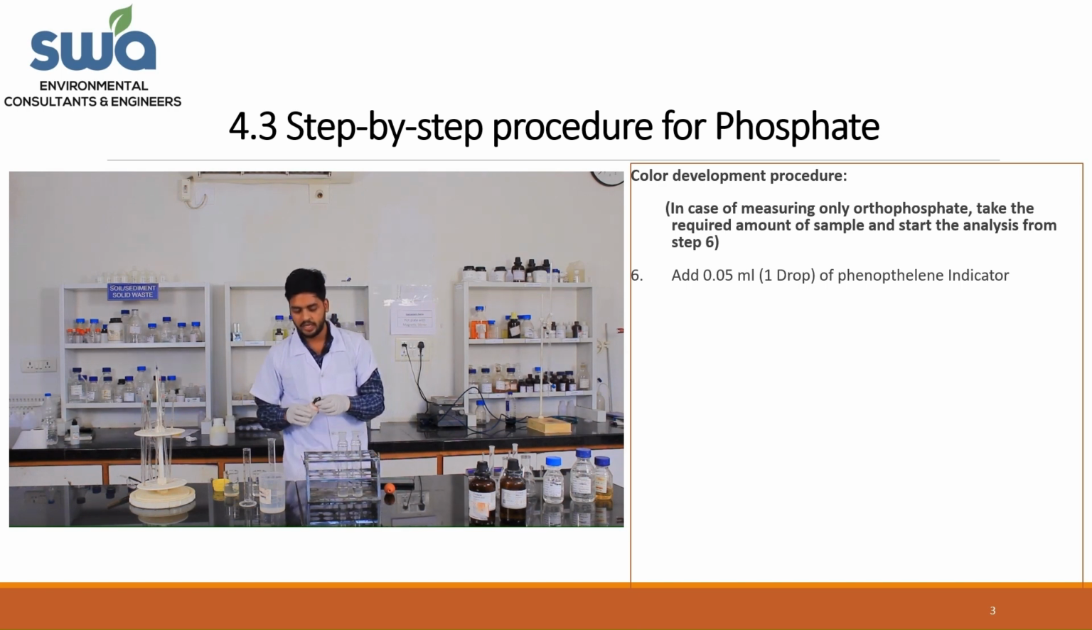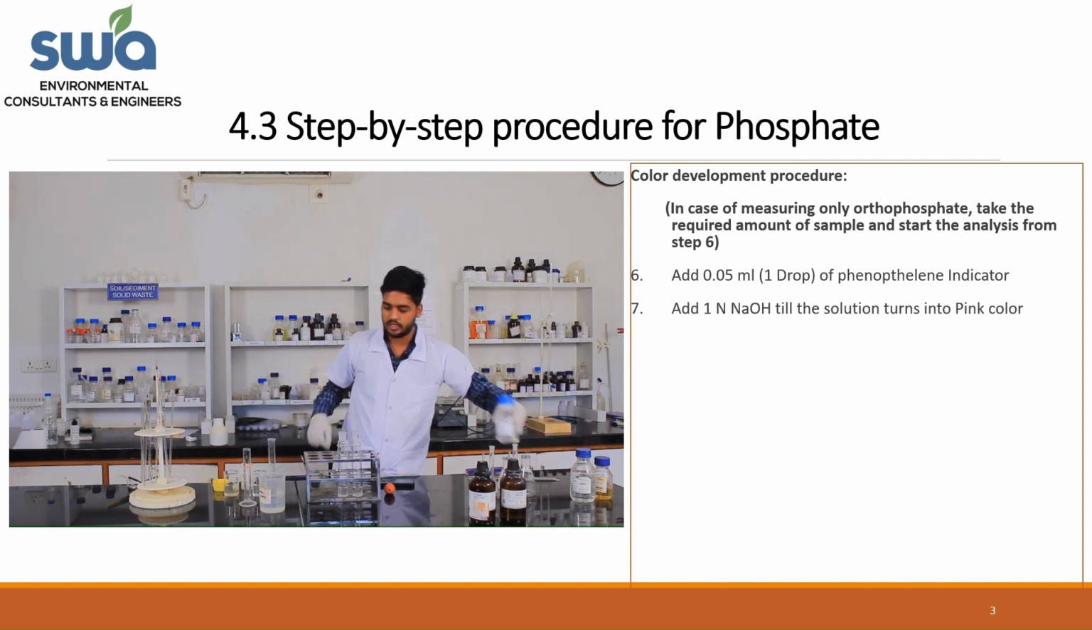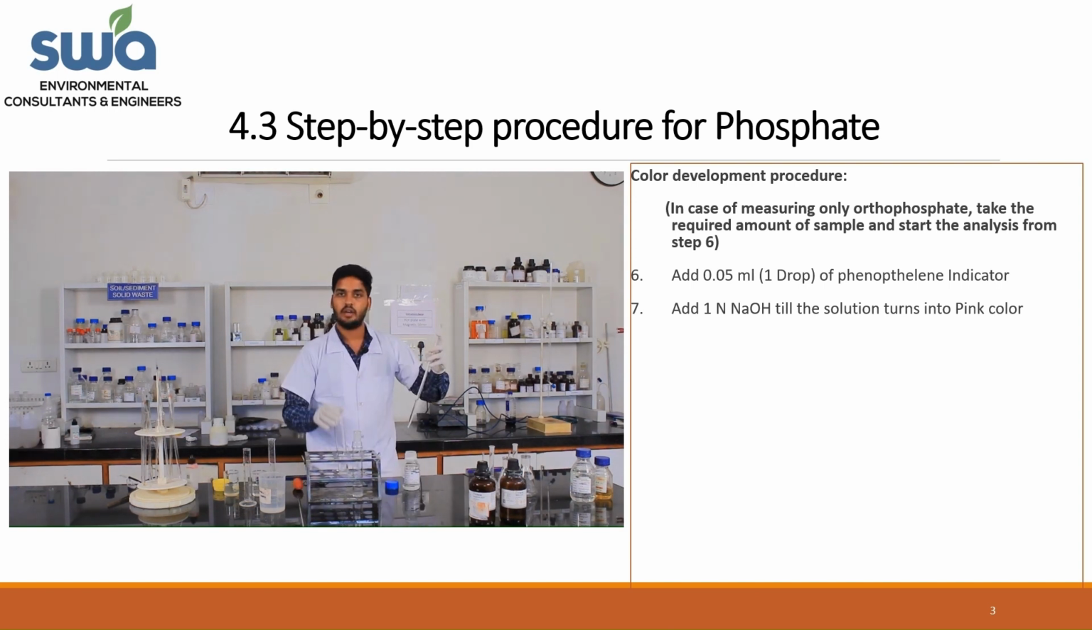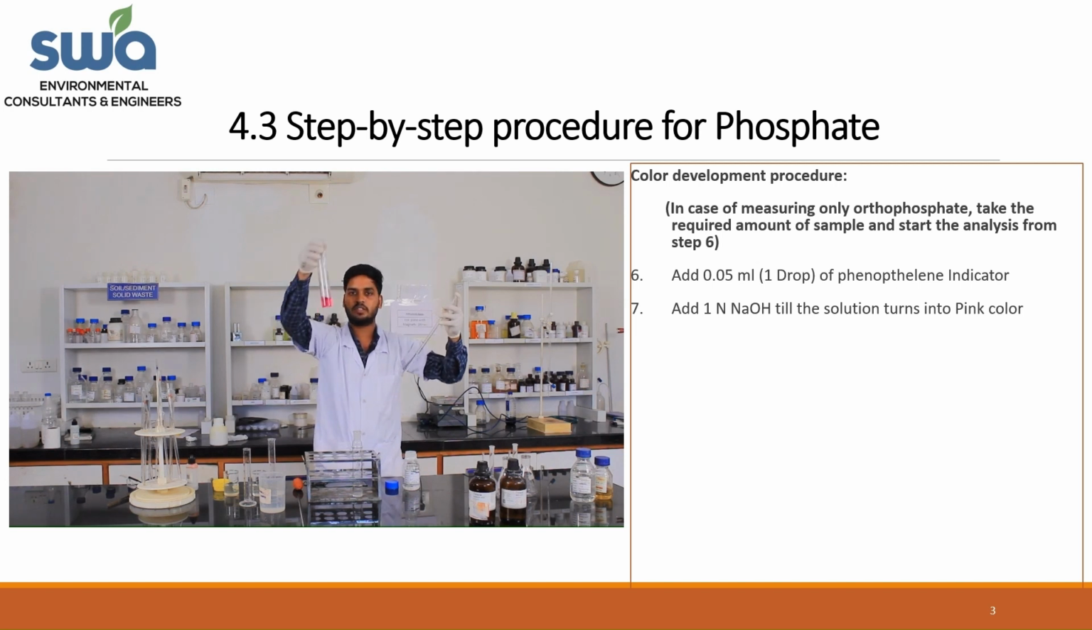Now in the next step, we will add 1 normal NaOH into the digestion tubes till pink color is visible in it. So add till pink color is visible in the sample. So here you can see the pink color is visible. This is for inlet and this is for outlet.